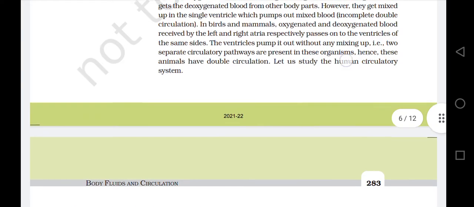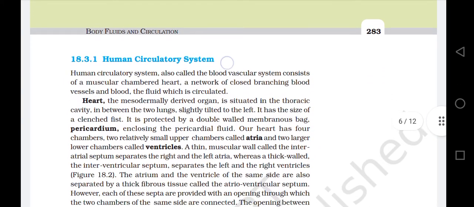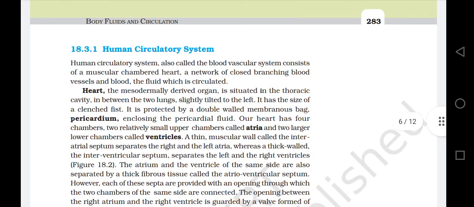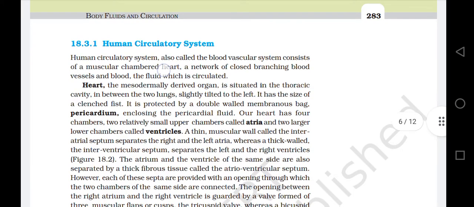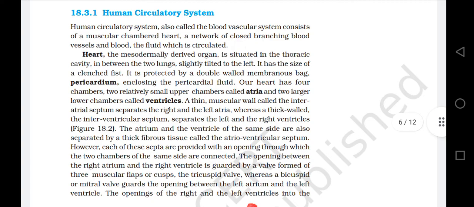Let us study the human circulatory system. 18.3.1 Human circulatory system. The human circulatory system, also called the blood vascular system, consists of a muscular chambered heart, a network of closed branching blood vessels, and blood, the fluid which is circulated.